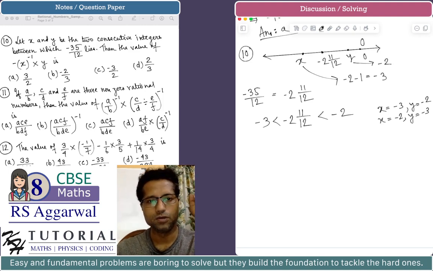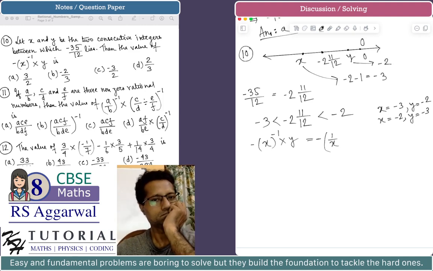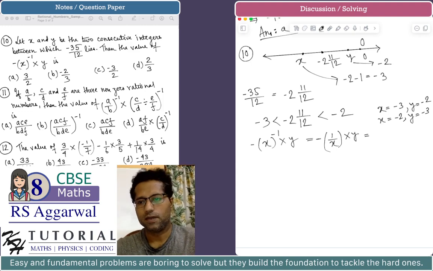Because we have to find the value of the expression: negative of the reciprocal of x multiplied by y. Now what is this? This is negative of 1 by x, multiplied by y, that is, negative of the reciprocal of x multiplied by y. Okay, so we are getting minus y by x.